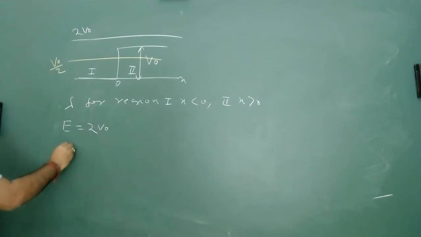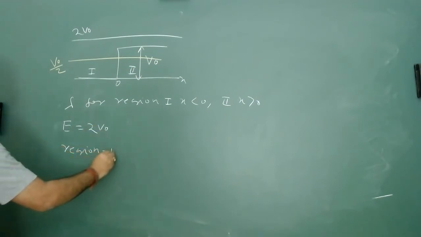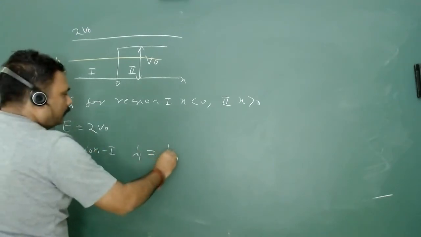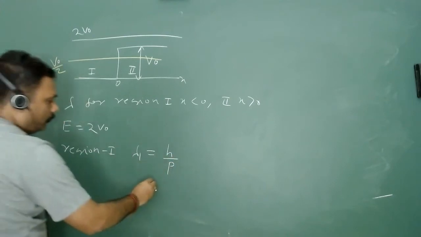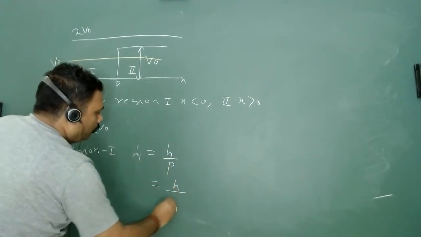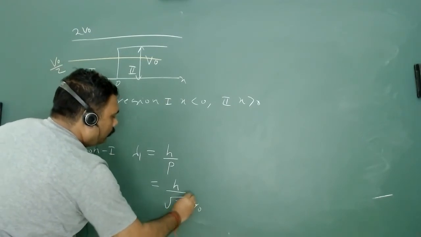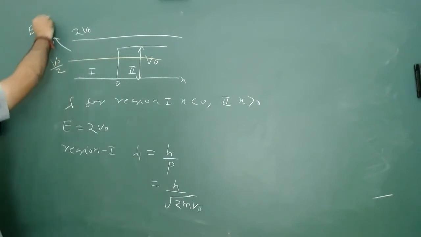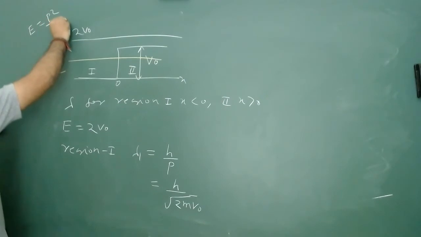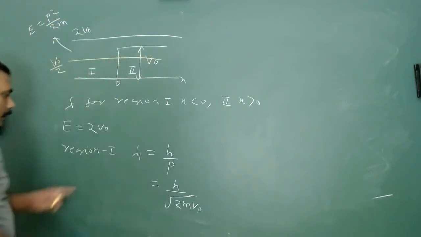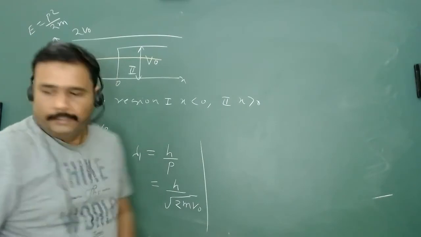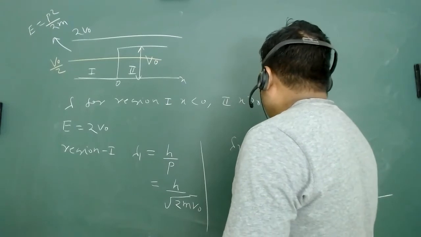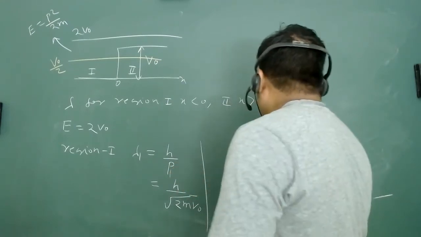In region 1, we have lambda 1, which is h upon p, and in this region we have h upon root under 2mV naught, because in region 1 we have energy E equal to only p square upon 2m. If we go to region 2, let's figure out what lambda 2 will be. Lambda 2 is equal to h upon p2, and let's say this is p1.